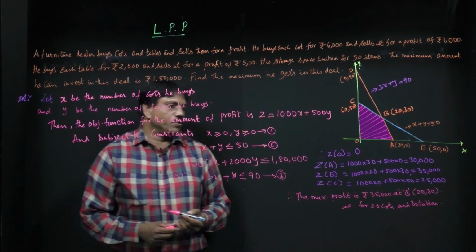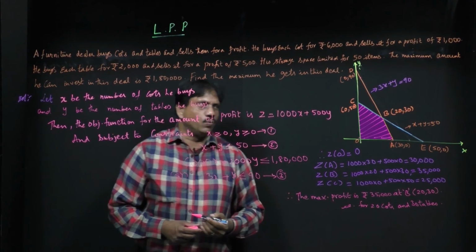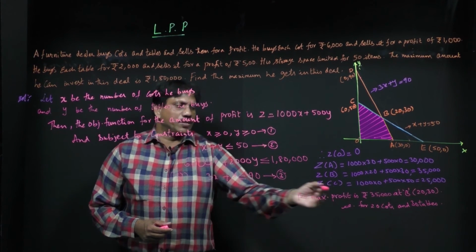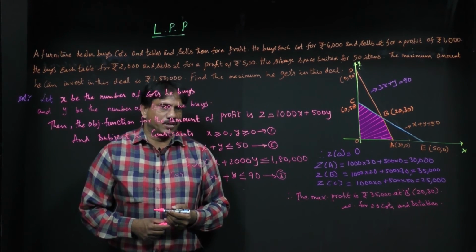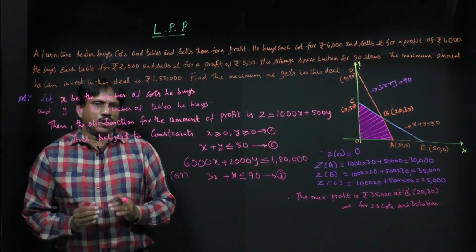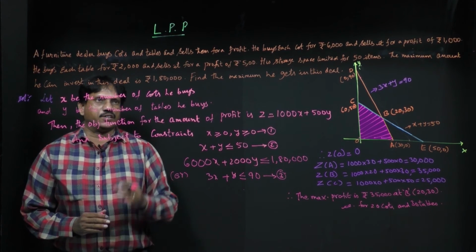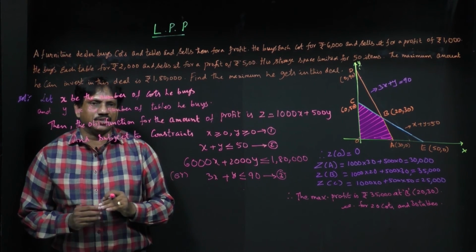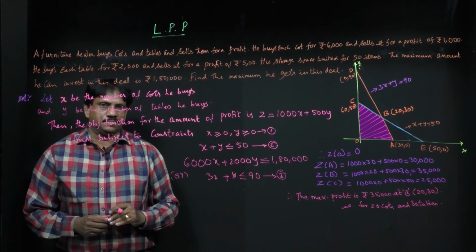So what is the corner point you got finally? 35,000 came at 20, 30. What does 20 indicate? 20 indicates the number of cots, and 30 indicates the number of tables. So students, you require 20 cots and 30 tables to get the maximum profit for the investment of 1,80,000 for the limited space of 50 items.